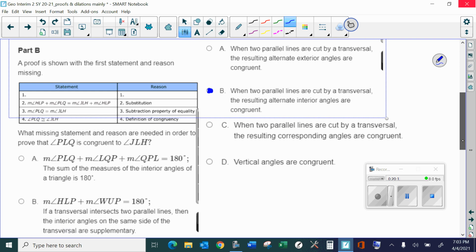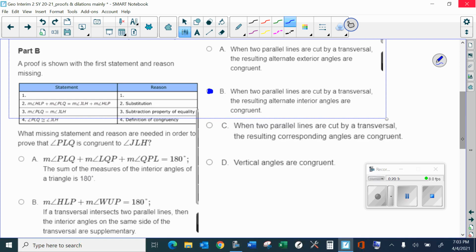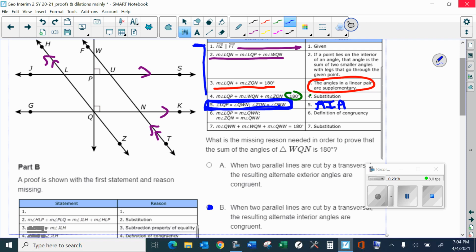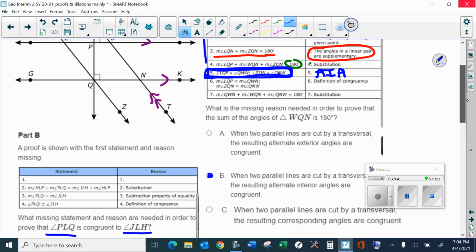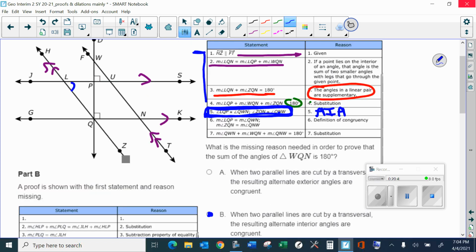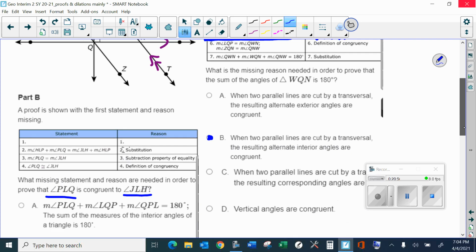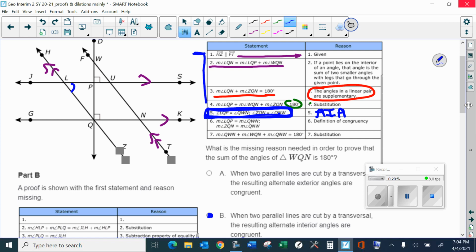All right, part B. A proof is shown with the first statement and reason missing. What is the missing statement and reason needed in order to prove that angle PLQ is congruent to JLH? So we have to go back up. Let me erase this stuff right here. I'm trying to prove that PLQ, so we mark that angle PLQ, is congruent to JLH.